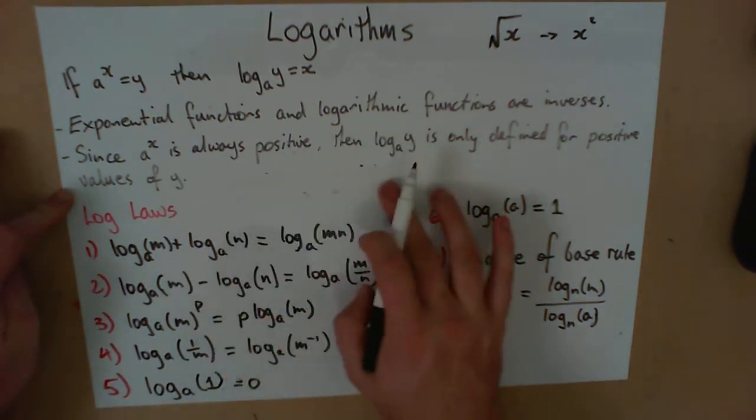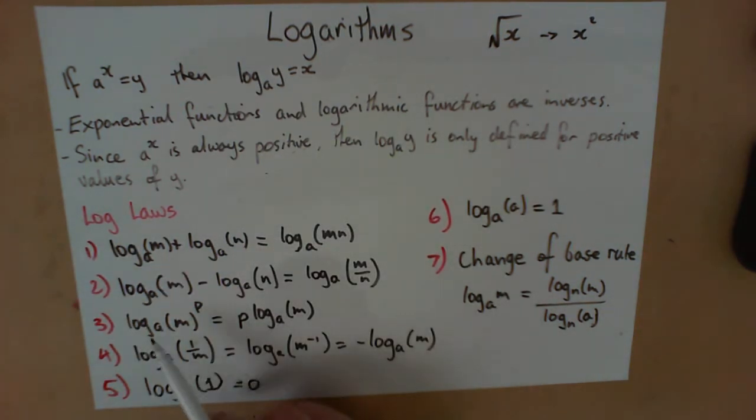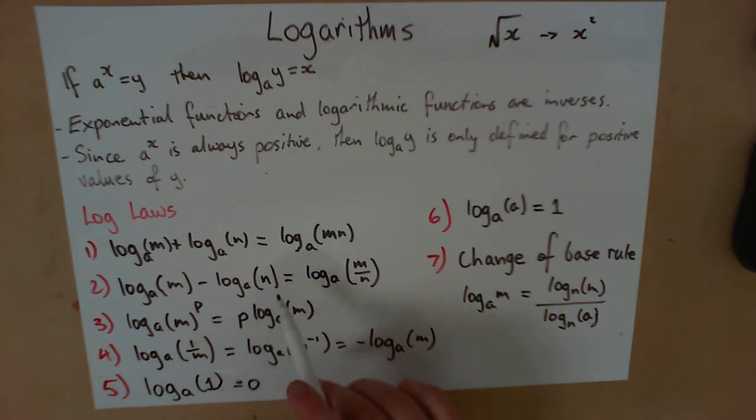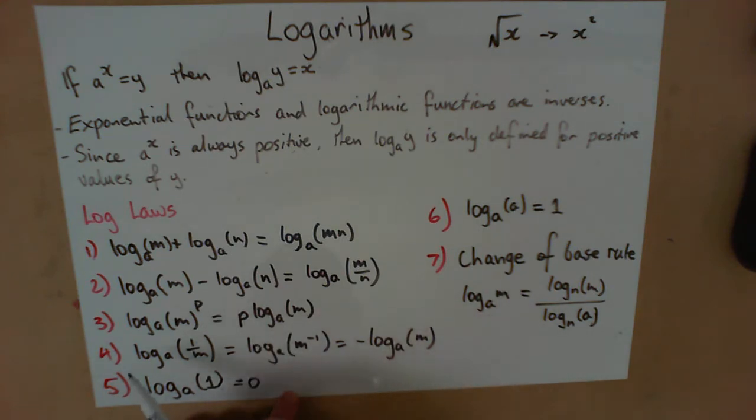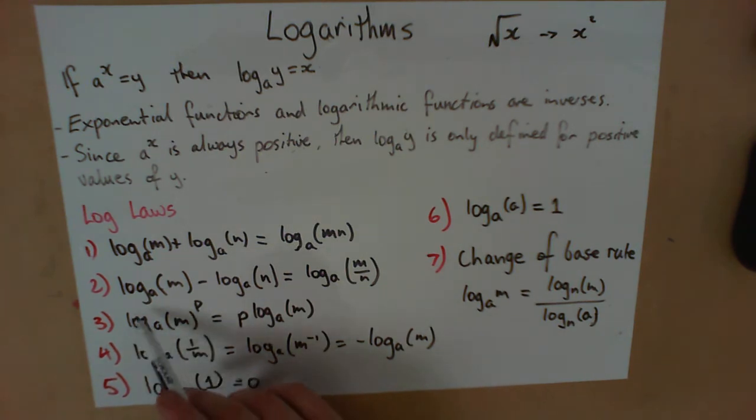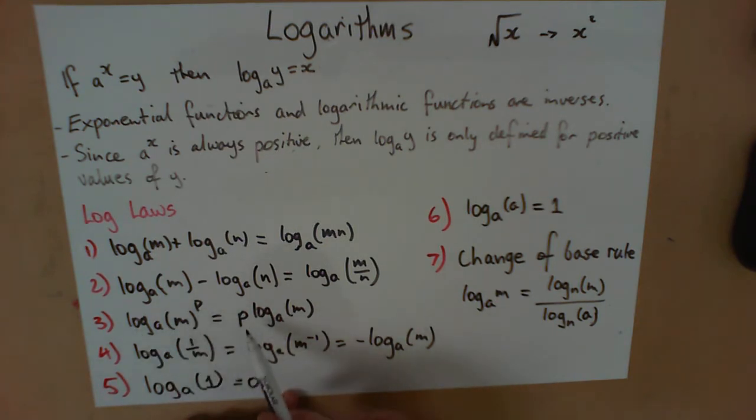Similarly, when we've got log to the base a of m minus log to the base a of n, that's equal to log to the base a of m on n. Our third law is log to the base a of m to the power of p. It's this term here that's to the power of p, not the log function, just this part here. What happens is we just bring our p down the front. So it becomes p log to the base a of m.